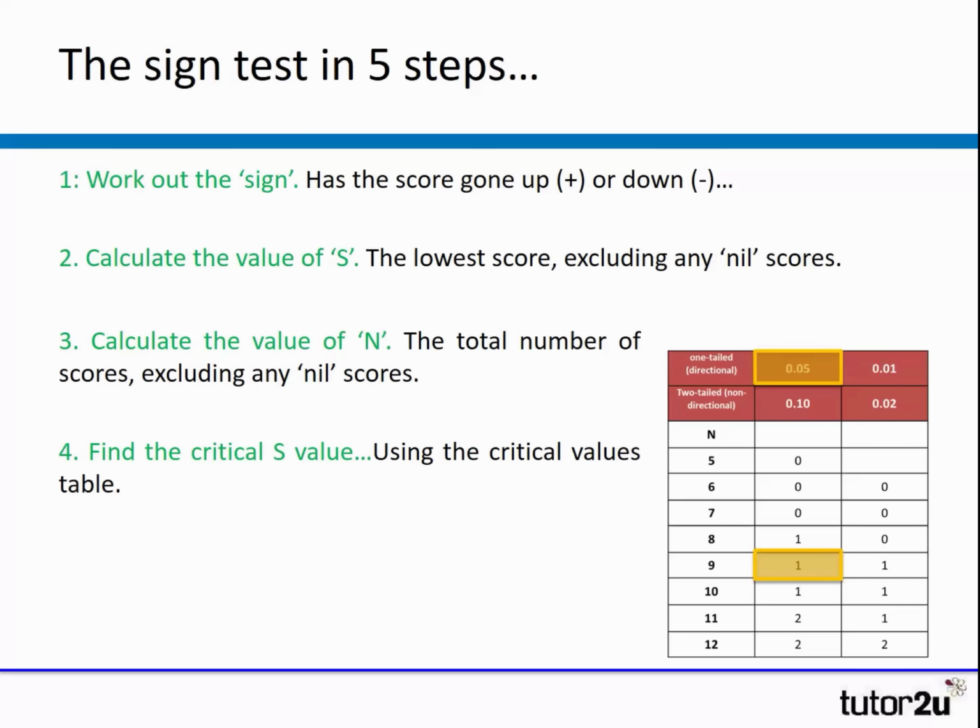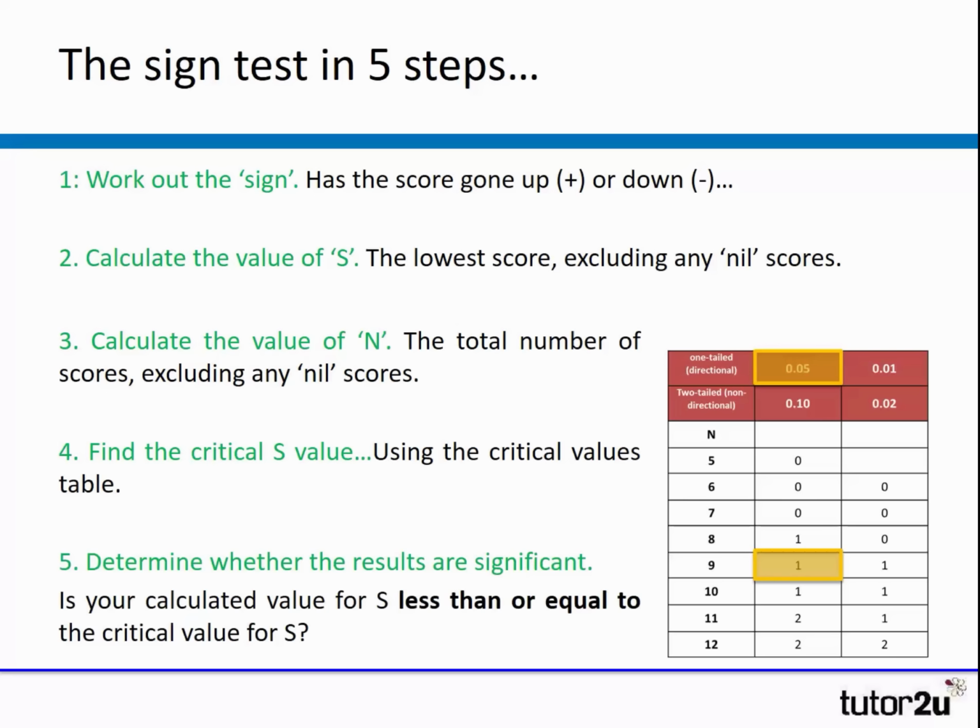We then find the critical S value using the critical values table, so they'd have to provide you with that. And then lastly, we determine if the results are significant. And to do that, we just answer the question, is our calculated value less than or equal to our critical value? Okay, so those are your 5 key steps.